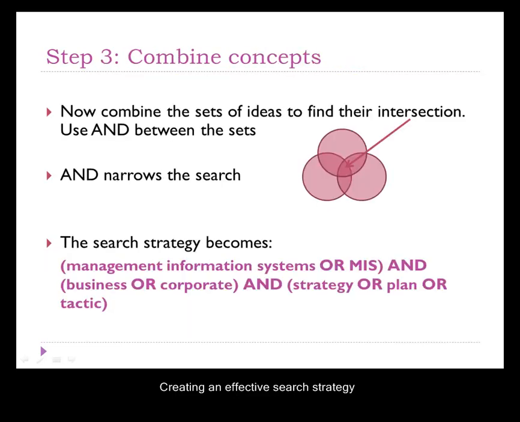The third step is to combine the concepts together. So combine the sets of ideas to find their intersection. Use and between the sets, as and narrows the search. So the search strategy becomes management information systems, or MIS, and the second idea, business or corporate, and the third idea, strategy or plan or tactic.